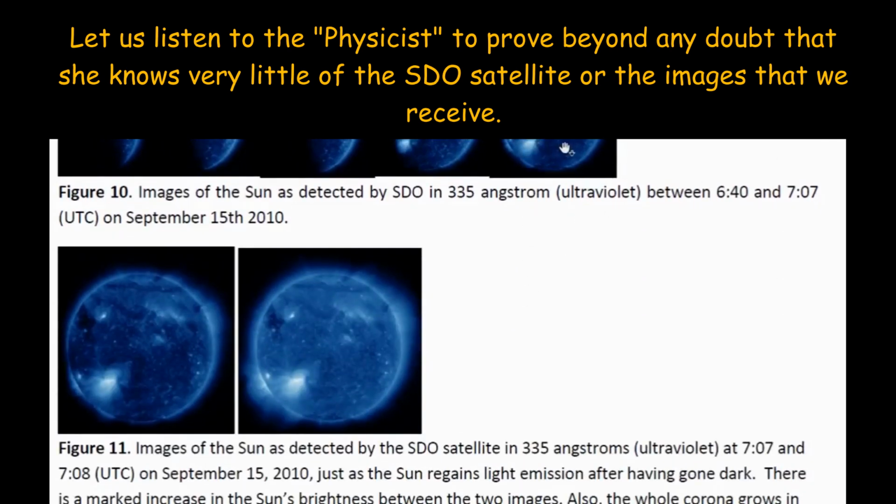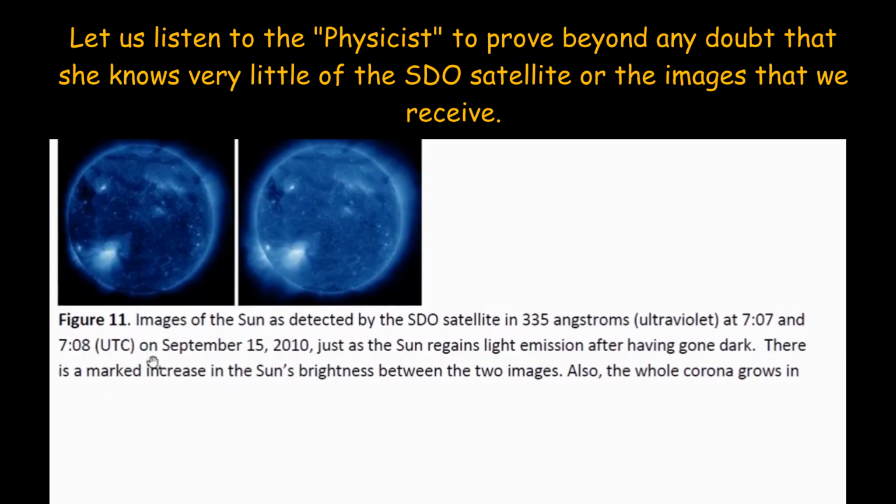Now these images are between 6:40 and 7:07 UTC. The eclipse usually lasts at least 30 minutes, sometimes up to 69 minutes. And this image is from 7:07, and that image is repeated here. This image is from 7:08, and the difference in the two images is astounding, because as you can see how much brighter the sun seems to be in just 1 minute.